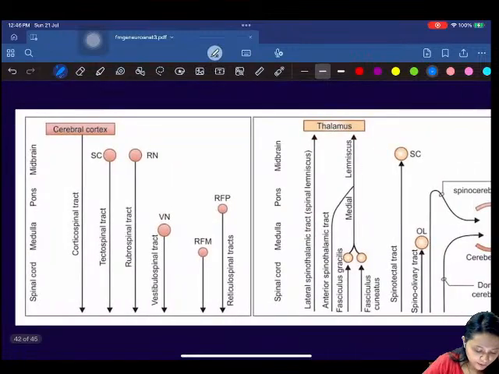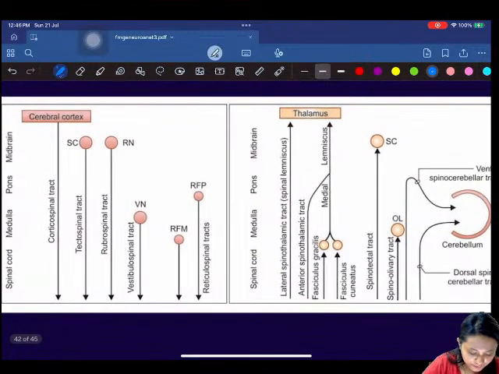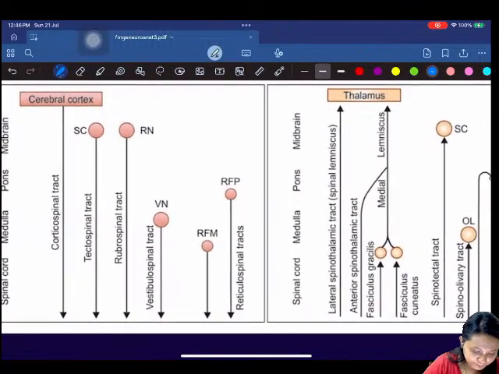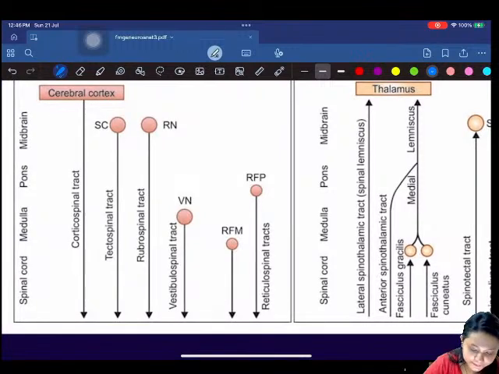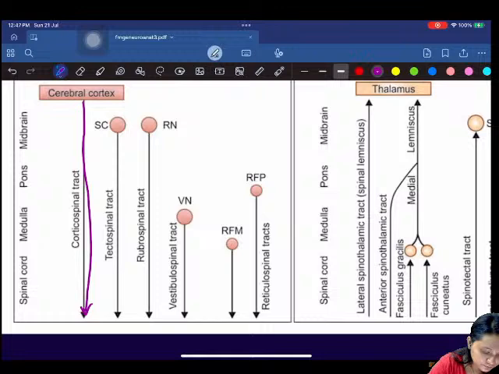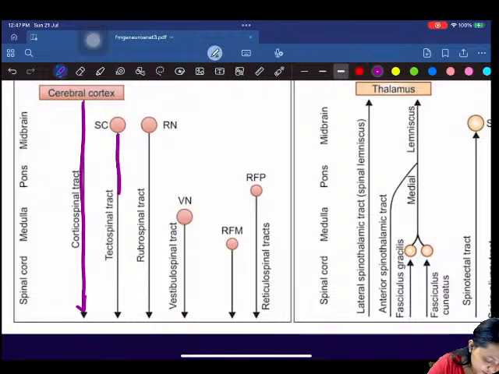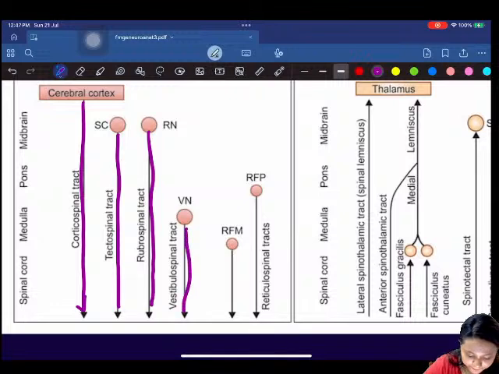So those are the tracts mostly I have shown in this image. These are the descending tracts, from the cerebral cortex to your spinal cord. You can see this is the corticospinal, then you have the tectospinal, the rubrospinal, then the vestibulospinal, and then the reticulospinal.